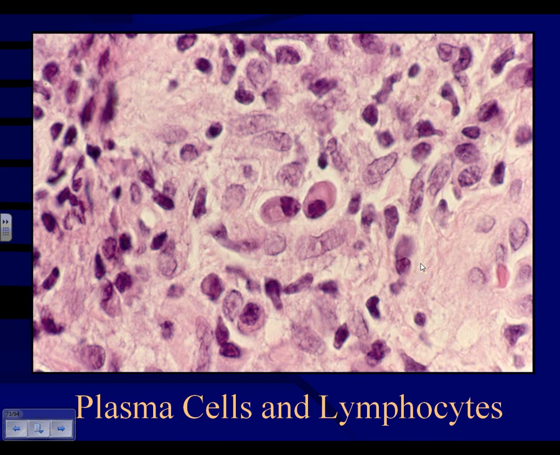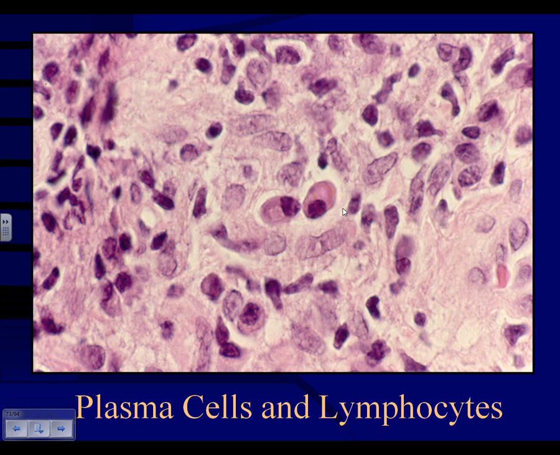Plasma cells and lymphocytes. These are two plasma cells right here in the center. And plasmacytoid is a term that we use very, very frequently in cytology. It doesn't mean that you're saying it's a plasma cell. It means that you're saying it's like a plasma cell. So many, many tumors are described as being plasmacytoid, and they have nothing to do with plasma cells. What it refers to is this shape.